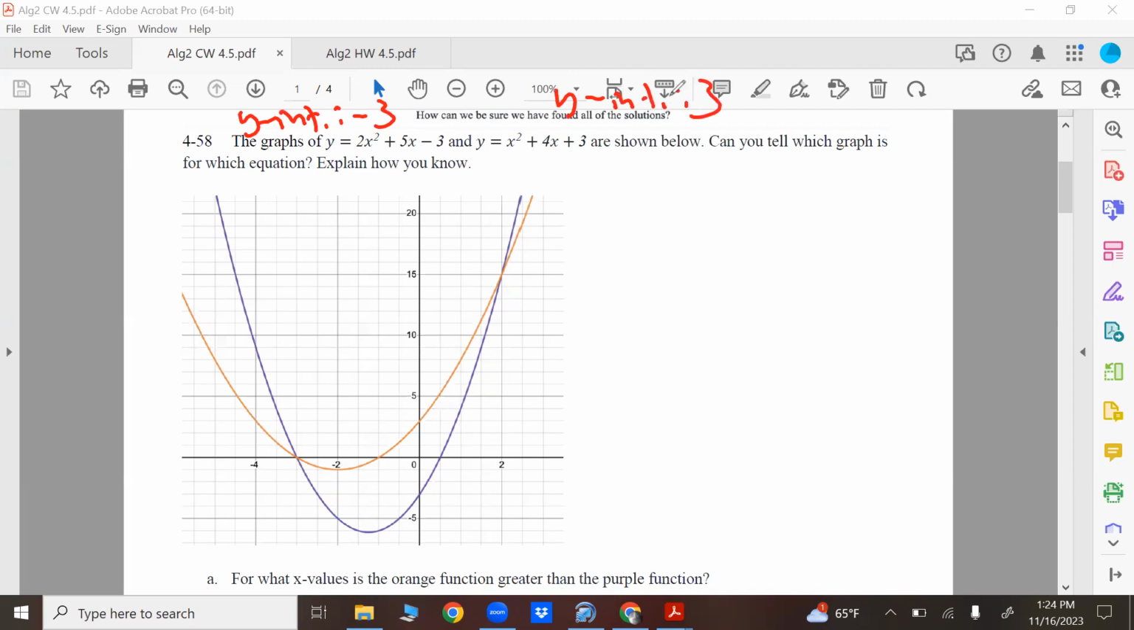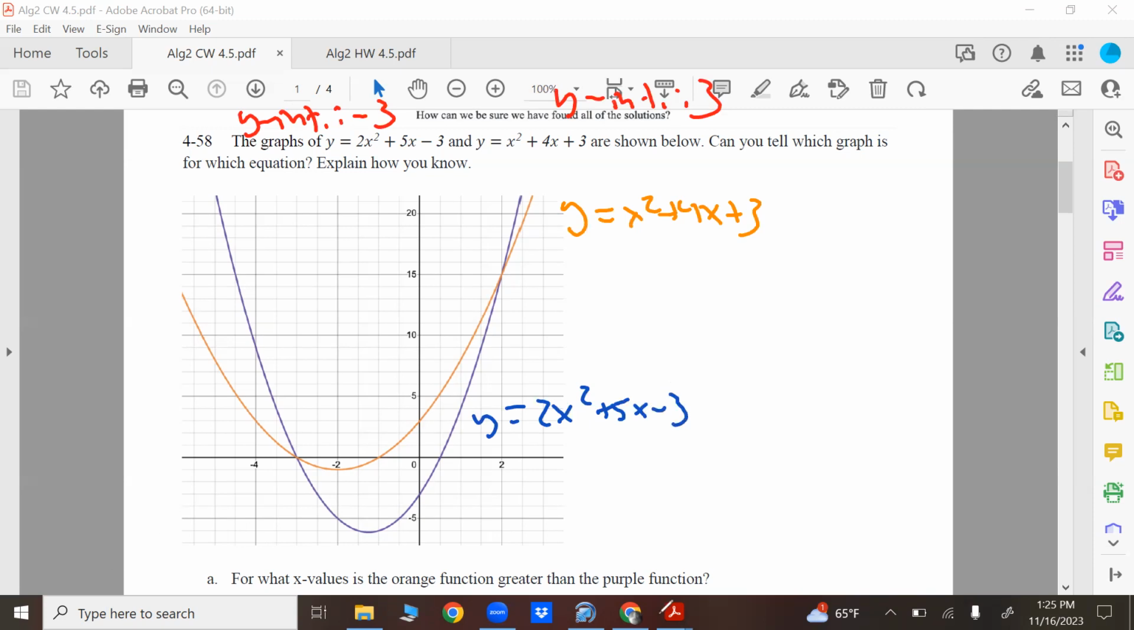So it's pretty clear that the orange graph, that's orange for me, it's probably black and white for you guys, but it's pretty clear the orange graph is going to be, actually I'll color code, y equals x squared plus 4x plus 3. I think that's pretty obvious. And it looks like dark blue or purple would be the one at 2x squared. Okay, so that's pretty obvious.